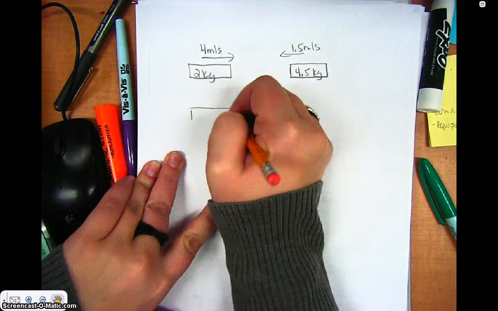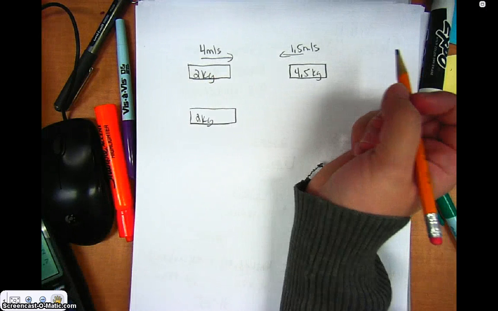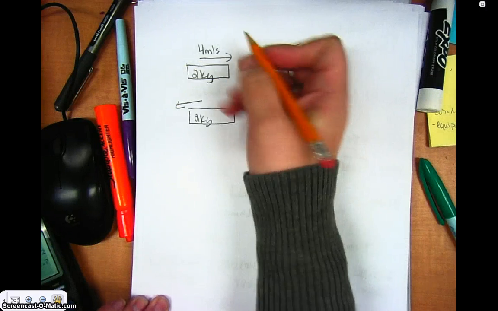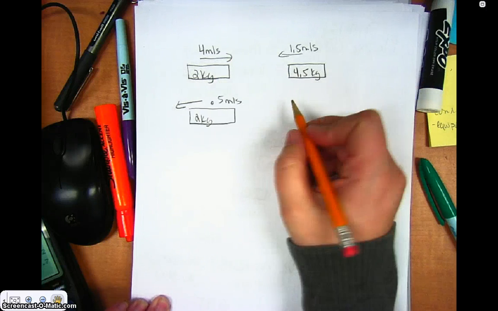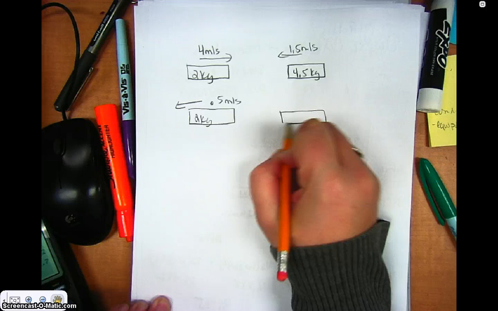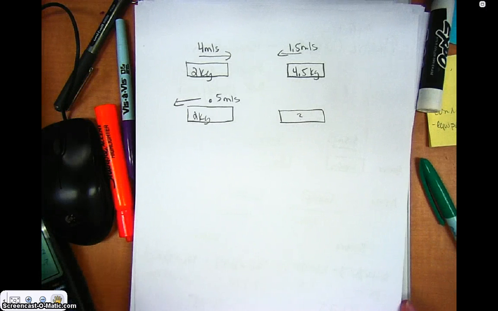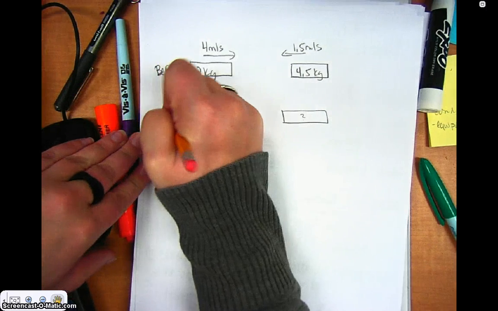Now, once they run into each other, we're going to have this car is actually going to bounce back in the other direction. And let's say that it's going to go this direction, and it's going to be like 0.5 meters per second. And we want to know what is happening with this car. Okay, so again, we're just going to use the idea of conservation of momentum. So this is the before, and this is the after.